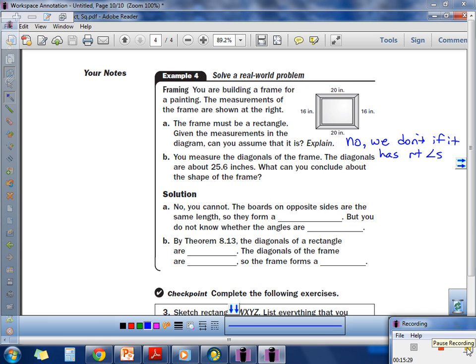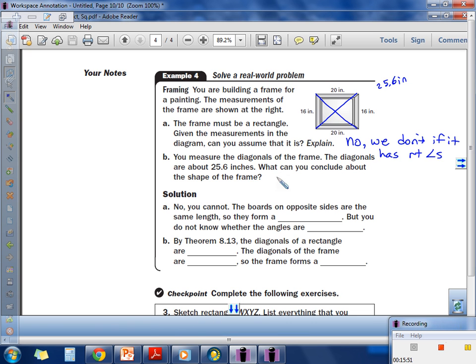On part B, it says you measure the diagonals of a frame. The diagonals are 25.6 each. So here to here and here to here. Those pieces are 25.6 each. What can you conclude about the shape of the frame? So, can we prove that it's a rectangle now? Yes. Yes, this is a rectangle. And why is it a rectangle? The diagonals are congruent.